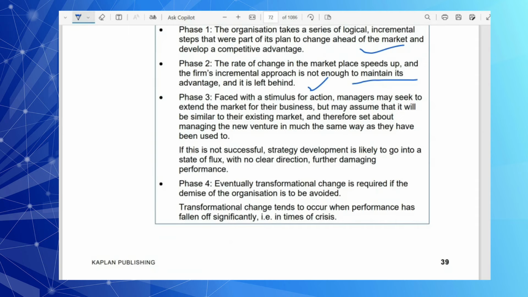Phase 4: eventually transformational change is required if the demise of the organization is to be avoided. Transformational change tends to occur when performance has fallen off significantly in a time of crisis. Like the example of Corona, many businesses couldn't meet it.